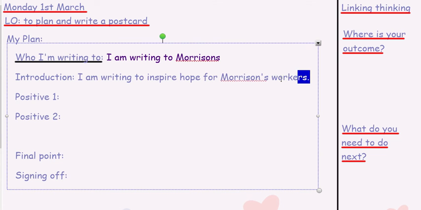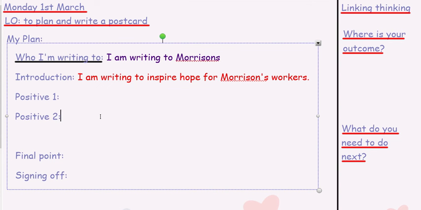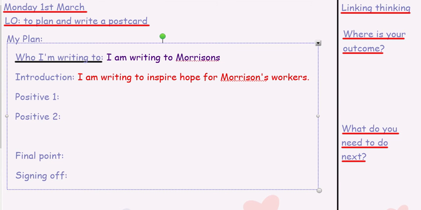So remember, these are not full sentences, these are just ideas to help you with your planning. So don't worry about having your full sentences now. Oh, it doesn't like the spelling of Morrison's, but there you go. So the positives are about the things that you're going to write to them about, the people or the objects that have inspired hope throughout our lockdown and throughout the last year. So again, you need to go back through your learning journey and have a look at the things that you've already unpicked. If you were one of those children who worked with me and you only have one to focus on, that's absolutely fine. You won't need +2.